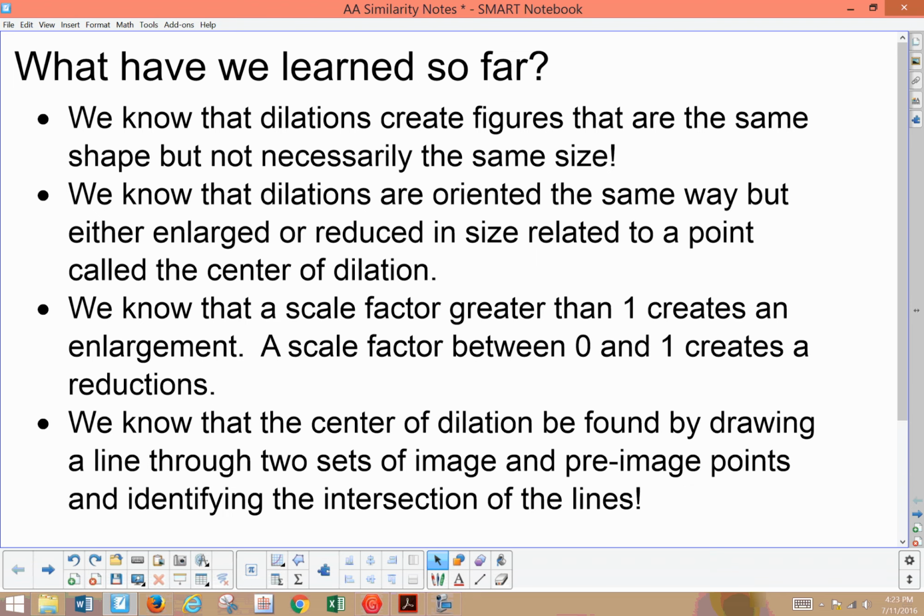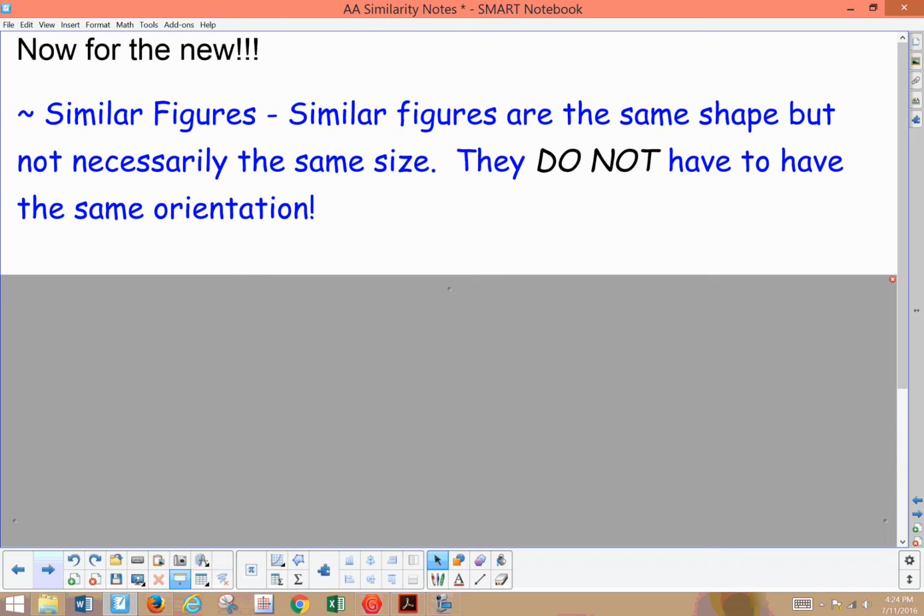Today, we're going into similar figures. Similar figures, you may think, are the same as dilations. When we talk about similar figures, they are the same shape, but not necessarily the same size, very much like dilations are. However, they do not have to have the same orientation. Let's take a look at what we mean by that.